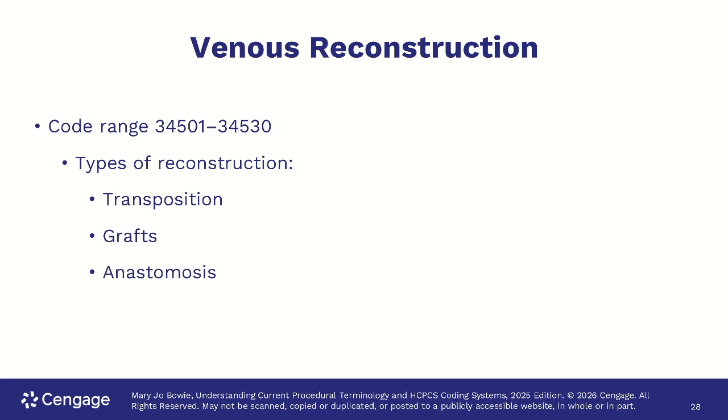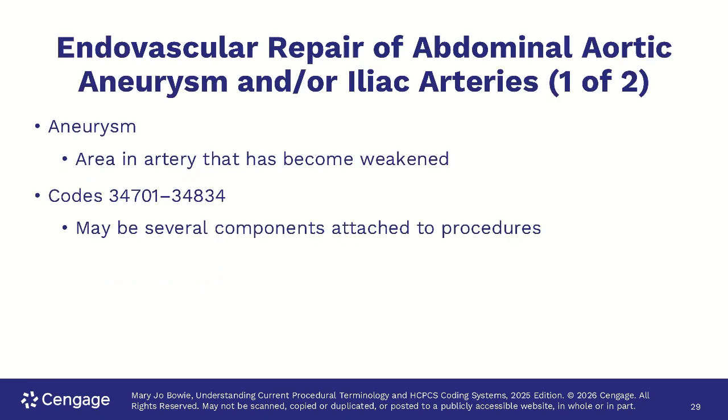We're almost done. Venous reconstruction. So, venous reconstructions are, as the name implies, designed to reconstruct the vein. The type of reconstruction is going to dictate what your code assignment is, and it could be a transposition, a graft, or anastomosis. And all I can say is, there are so many subsection notes in this area. You just have to take it one step at a time.